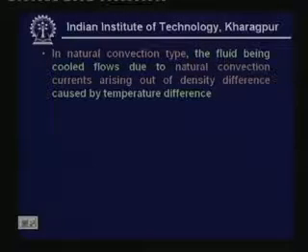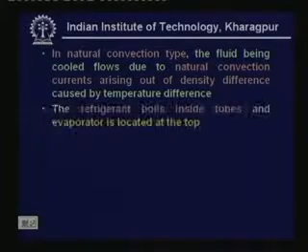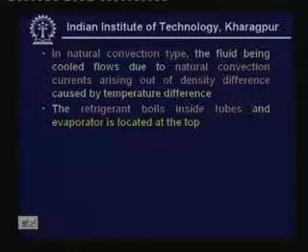Natural convection type, as you know, in natural convection type we do not use either a fan or pump, and the flow circulation takes place because of buoyancy effects. The buoyancy effects are induced due to density differences, which are caused by temperature difference. Okay. This is nothing but the natural convection type evaporator, just like natural convection type condenser. Okay. In natural convection type evaporator, refrigerant always boils inside tubes and evaporator is located at the top. You have to locate the evaporator at the top because you are relying on the natural convection.